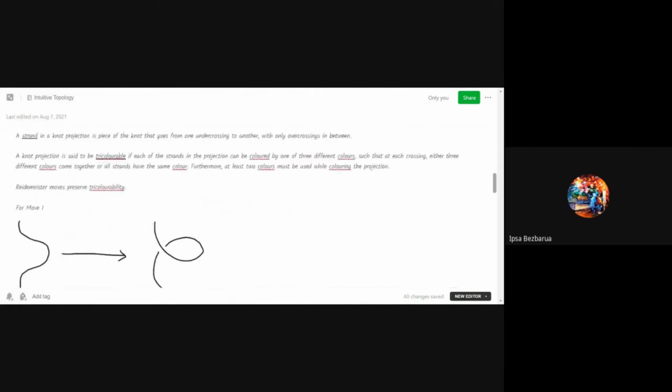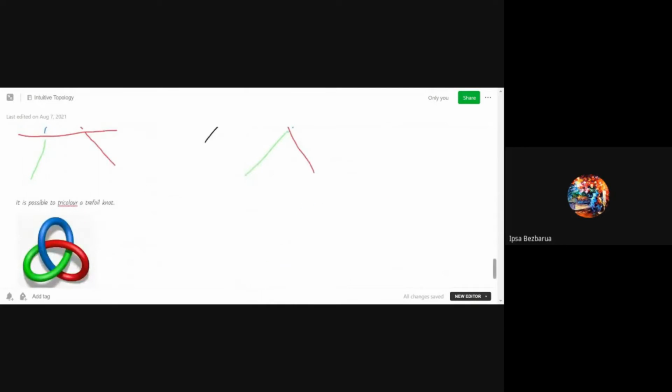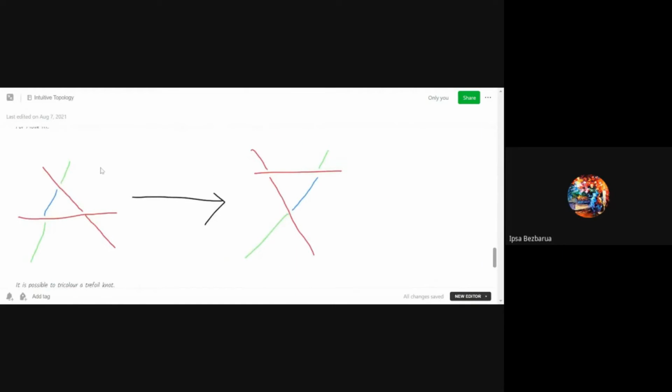So that's a knot projection. When I'm tricoloring a knot projection, I think this is the nicest way to explain it. So I have this crossing, and all the knot strands that come here are colored in the same color. So this does not violate tricolorability.